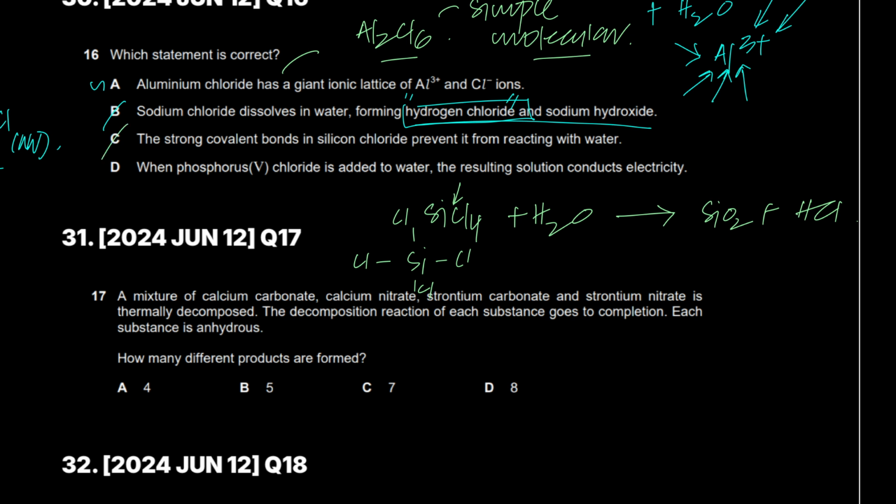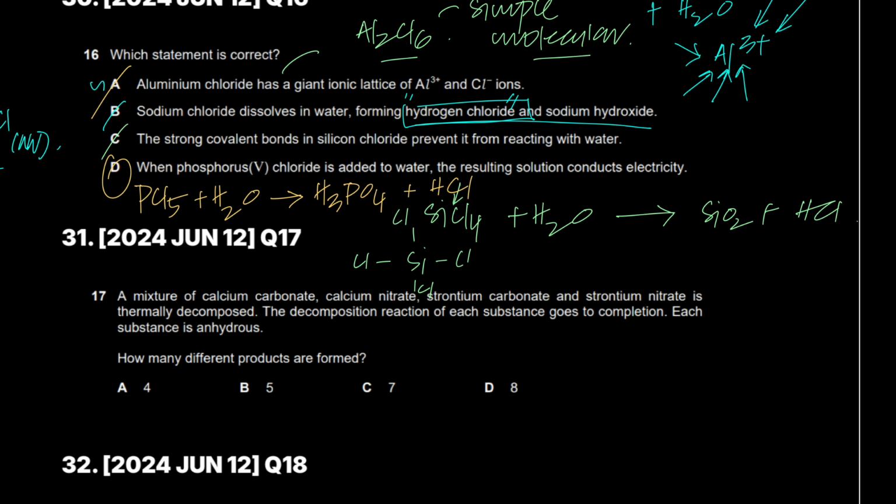When phosphorus 5 chloride PCl5 reacts with water, the resulting solution conducts electricity, and absolutely it does. That makes much more sense to me, because the resulting solution is ions. Phosphoric acid, it's an acid. HCl also dissolves to give you hydrochloric acid, and acids do in fact conduct electricity due to free moving ions. So that's why D is correct, and I'd cross A out, because my initial gut feeling was also that A is incorrect, since the more stable form for aluminum chloride is Al2Cl6.